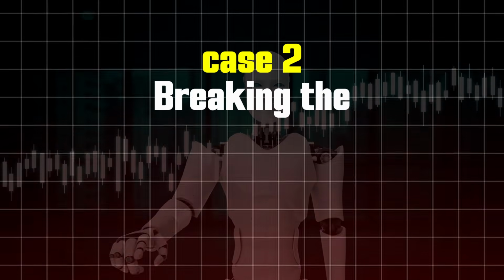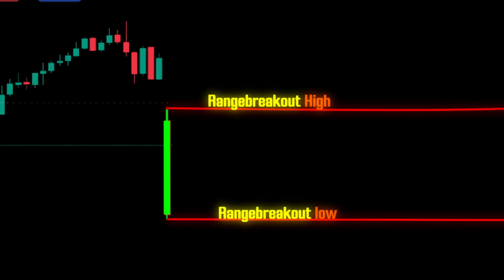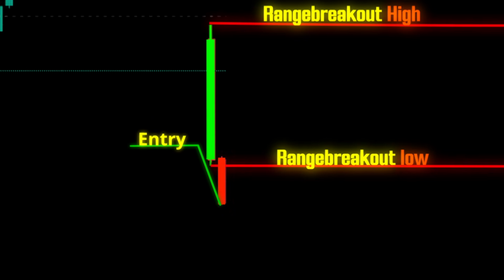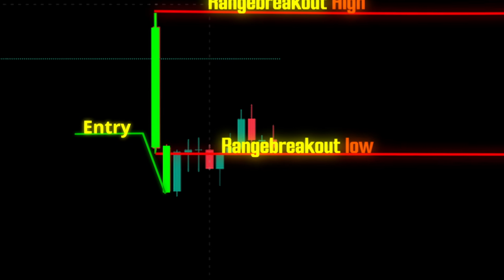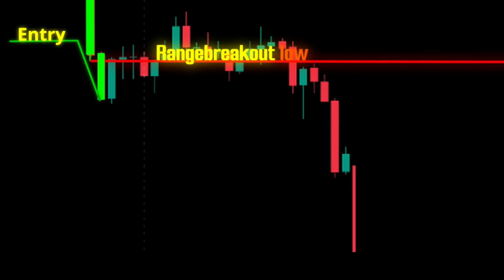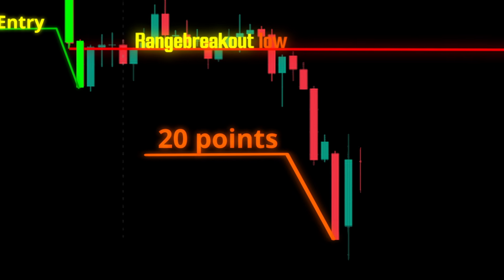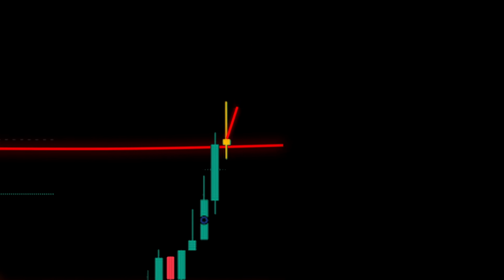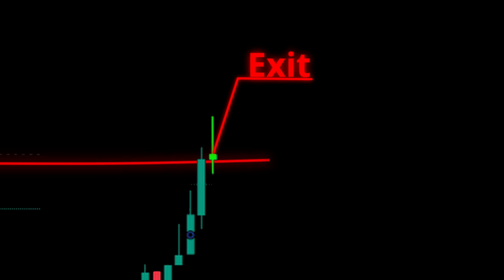Case 2 is breaking the range breakout low. In this case, the entry is triggered when the candle breaks below the range breakout low. The trade exits at 20 points of profit. But if the market reverses and moves upward, the exit occurs once the candle crosses above the range breakout high.